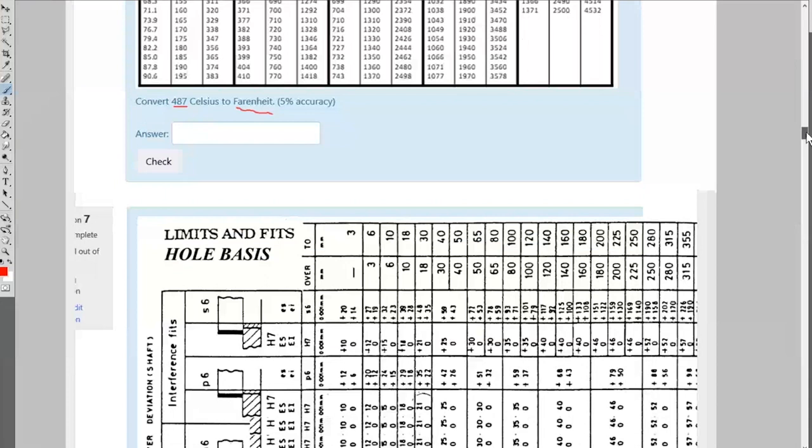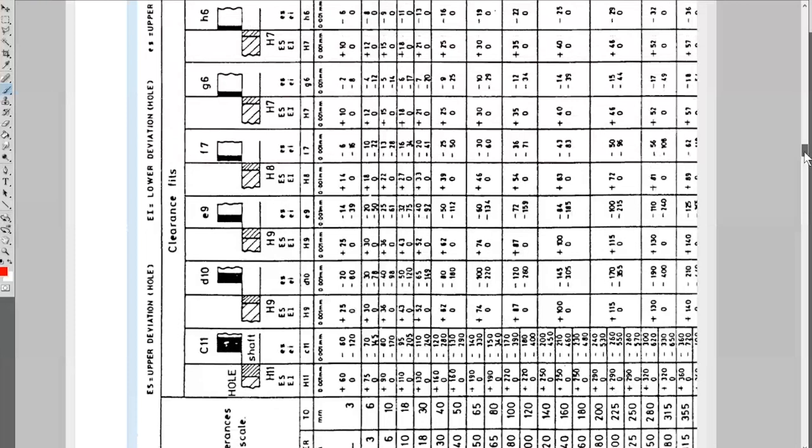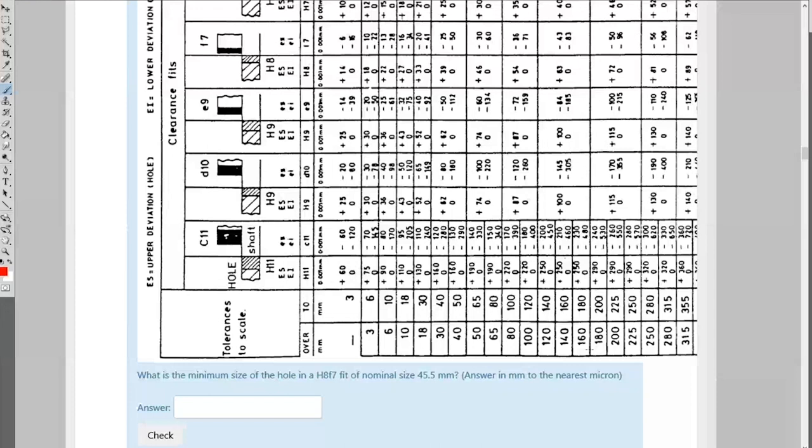This next question is the first of a series of questions using the fits chart. That is accuracy of a hole and a shaft and how tight they have to fit. So it's all about reading the chart, making sure we can understand the numbers. The chart is in microns, right? So the first thing is that all these numbers that you see in the chart here, they're all microns. So that's what says the nearest micron.